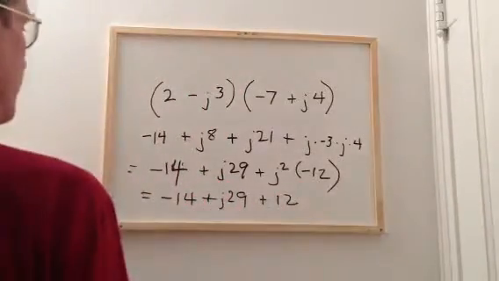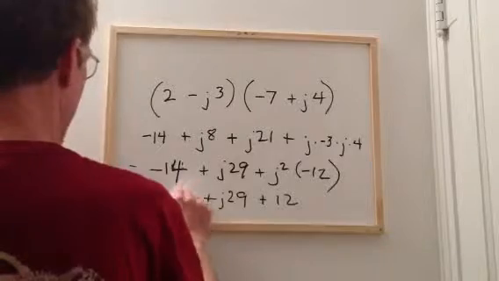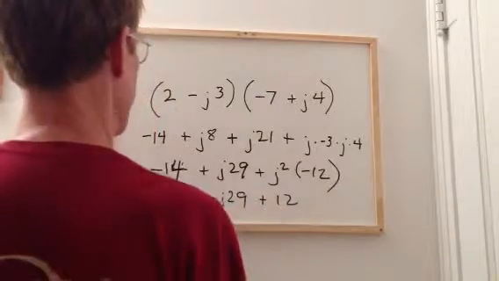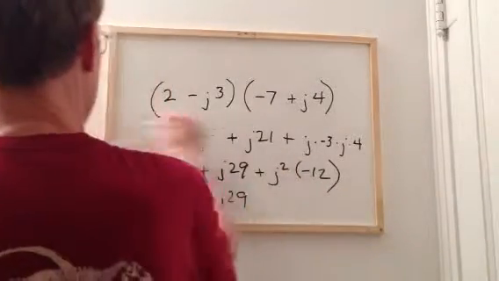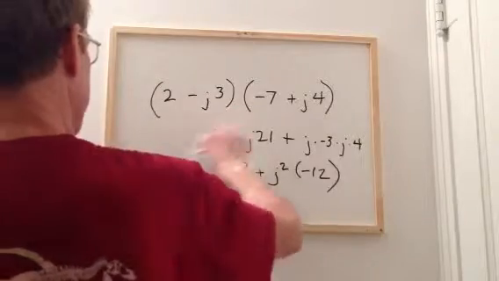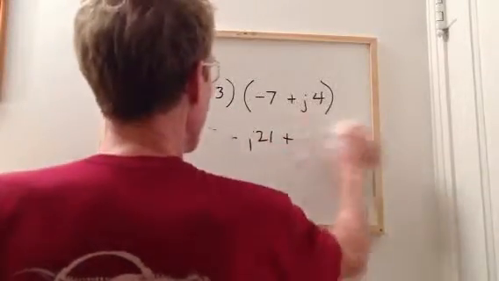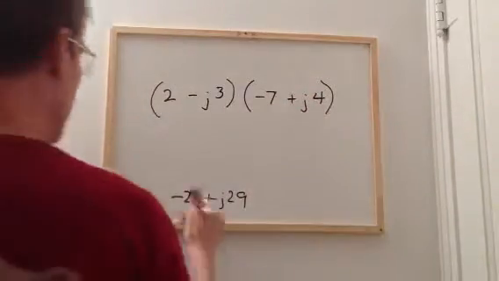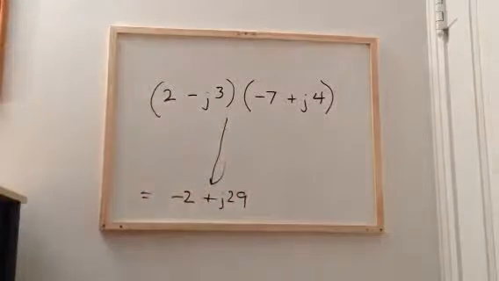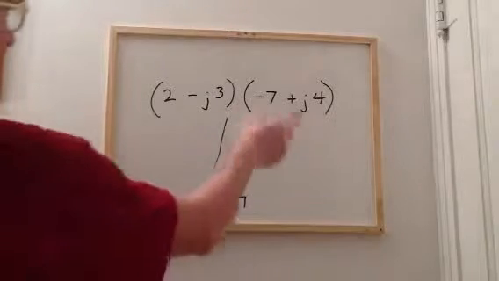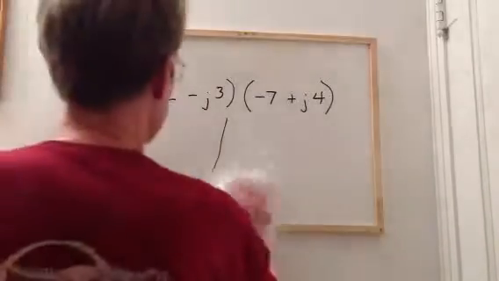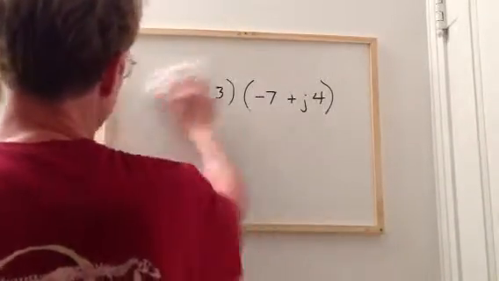Finally, we add the 12 and the minus 14, sorry about that, and get a minus 2 plus J29. That is this product. You would never imagine that you would get a 29 out of this. I mean, it just doesn't seem intuitive that would happen, but that's what happens. That is our final answer here. So that is how complex number multiplication works.